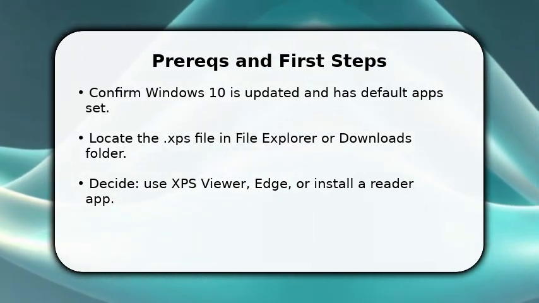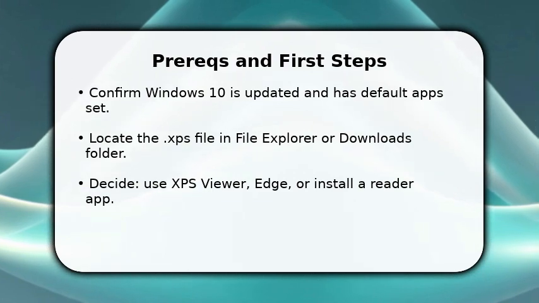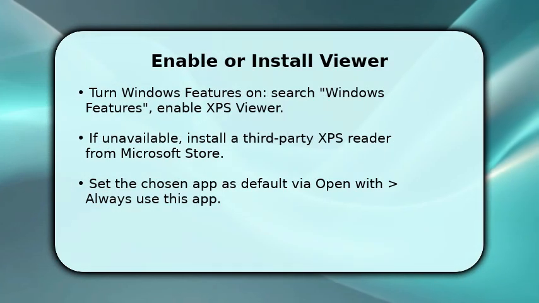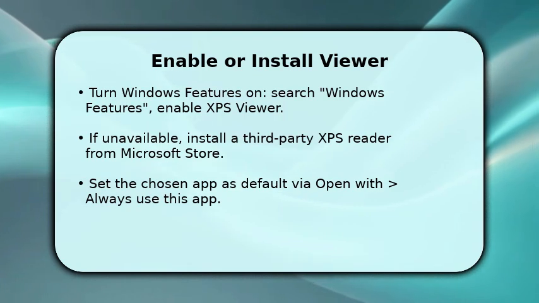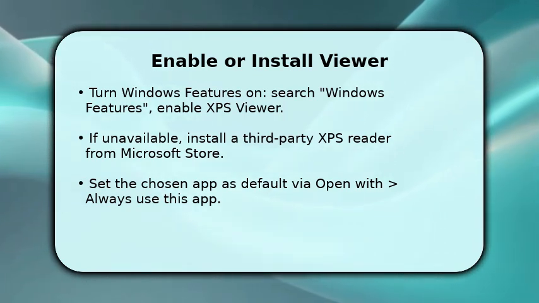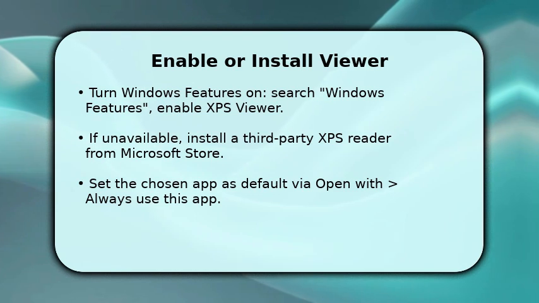This ensures system-level support for the format. Once done with the file location, enable the viewer. Press Start, type Turn Windows features on or off, open it and tick XBS Viewer, apply and restart if prompted.